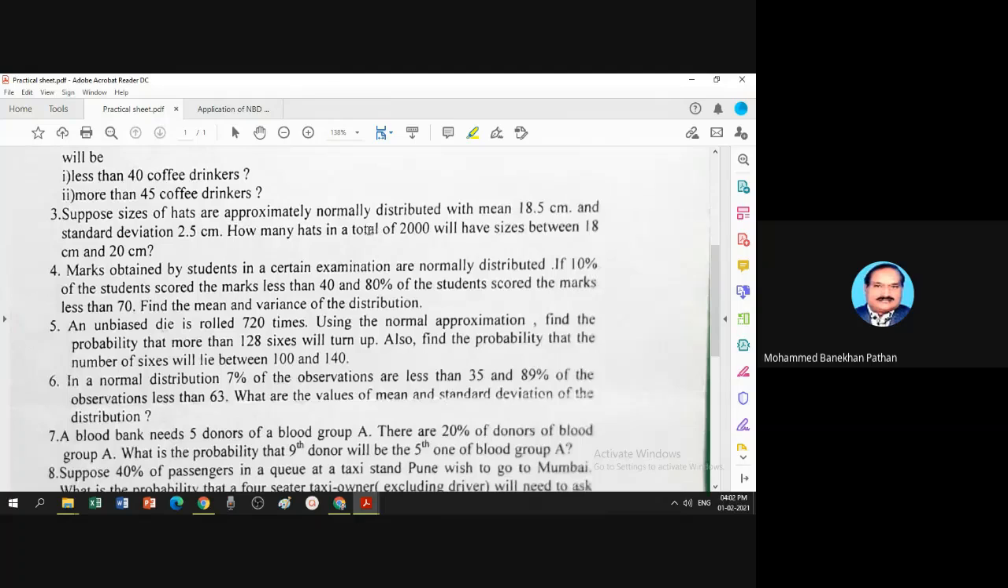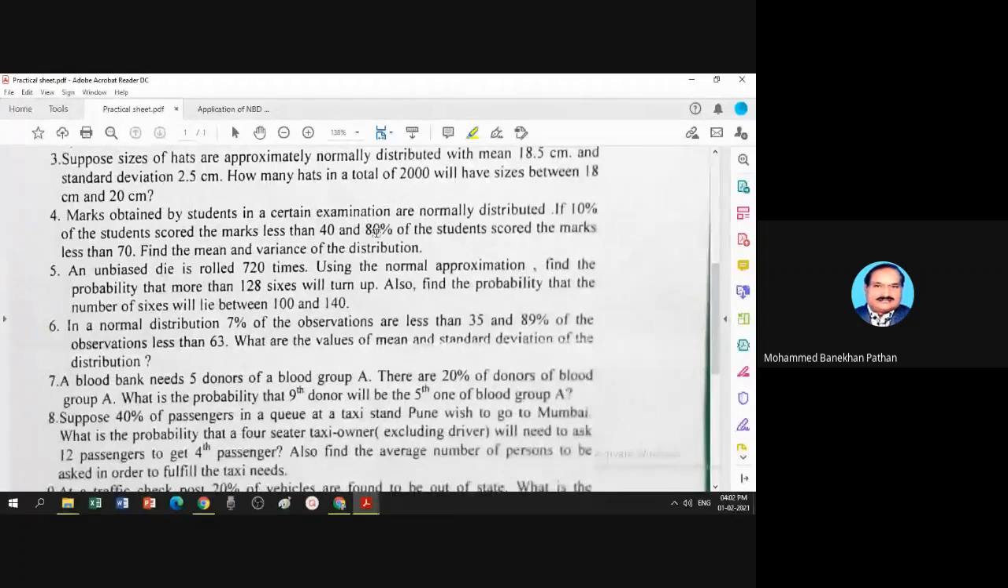Here we decide the number of hats having the size between 18 to 20 by using the parameter. Now, what is given here? The parameter is not given. You have a statement in terms of probability. 10% of students score marks less than 40. 80% of students score marks less than 70. And what is asked? To get the information of mean and variance.